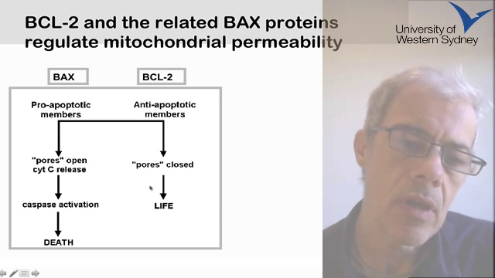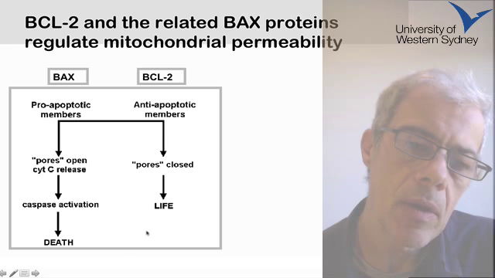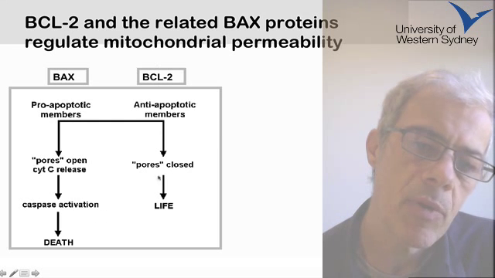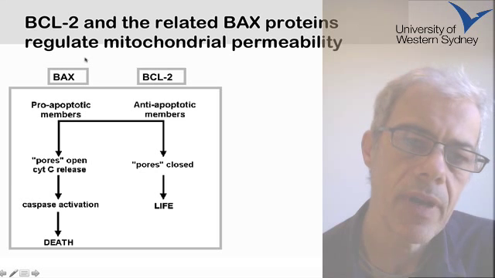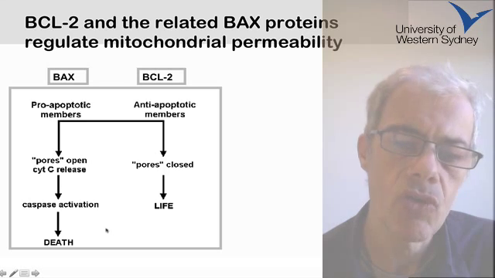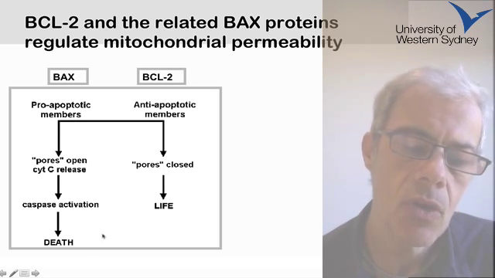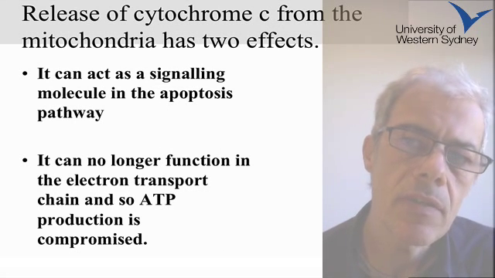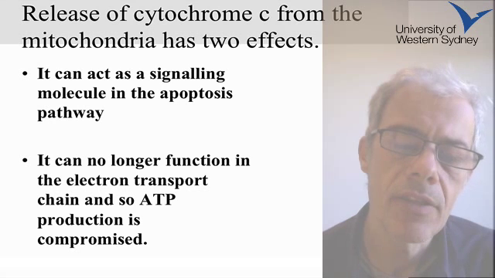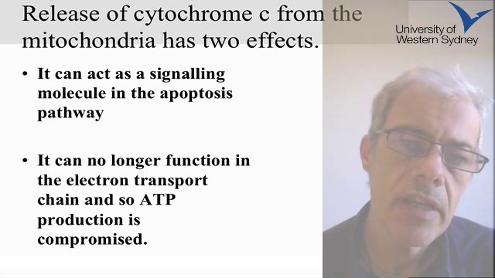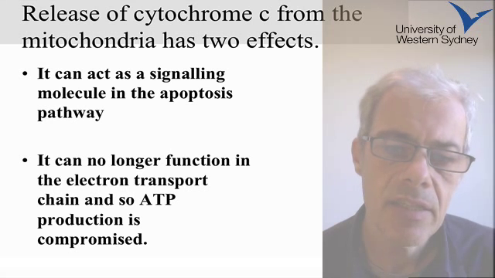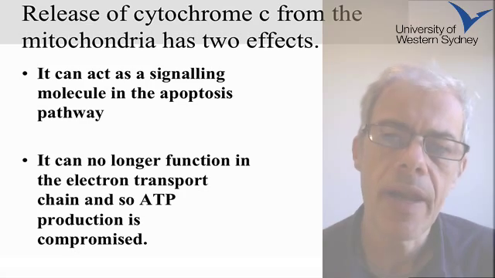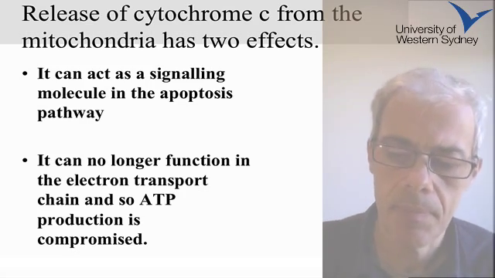So effectively you have anti-apoptotic factors and pro-apoptotic factors, and it's the balance between these factors that govern whether the mitochondria will trigger apoptosis or not. So the release of cytochrome C from the mitochondria has two effects. Firstly, it triggers apoptosis, and secondly, the electron transport chain can no longer function, so ATP production is compromised.